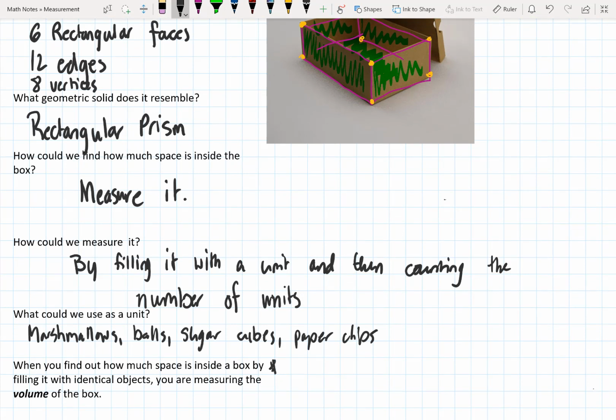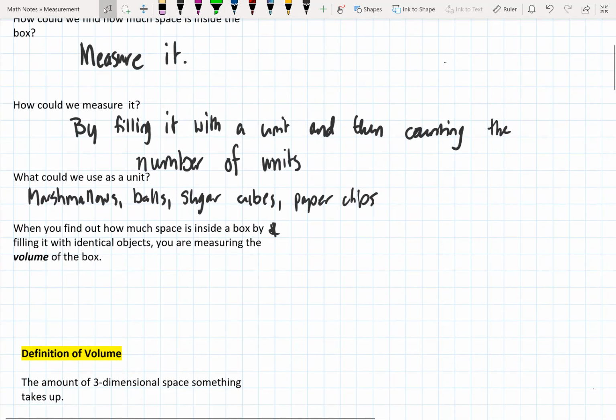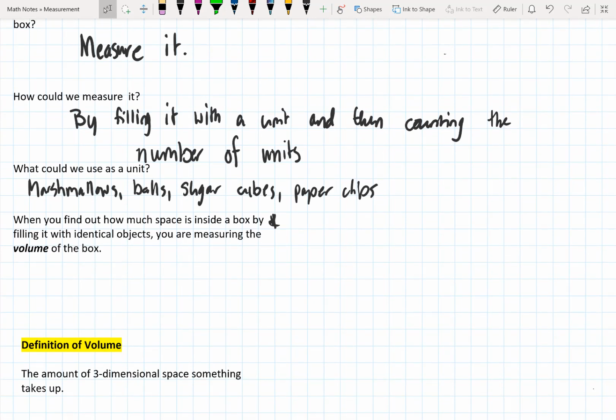Here's the definition of volume. When you find out how much space is inside a box by filling it with identical objects, you are actually measuring the volume of that box. So the definition of volume is the amount of three-dimensional space something takes up.